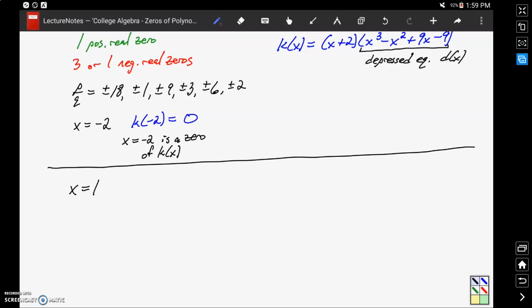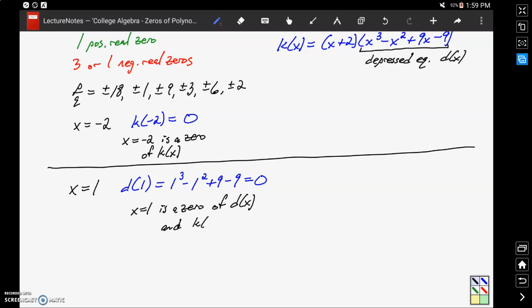That would happen if we used x equals 1. So if we were to evaluate that depressed equation at 1, our result would be 1 cubed minus 1 squared plus 9 minus 9, or 0, which tells us that x equals 1 is a 0 for d of x, that depressed equation. If it's a 0 for the depressed equation, then it's also a 0 for the original function, in this case, k of x.